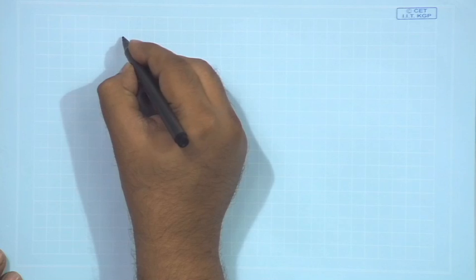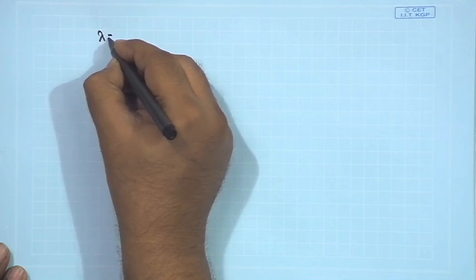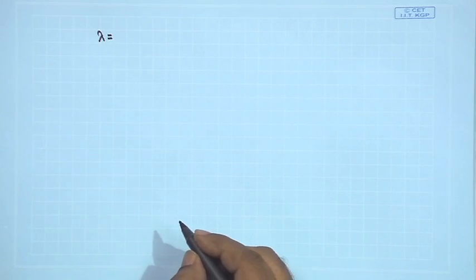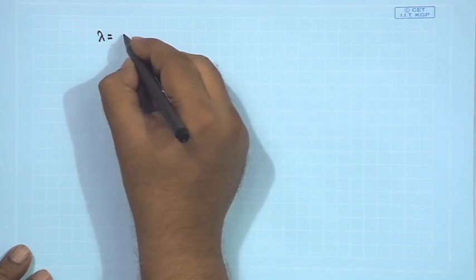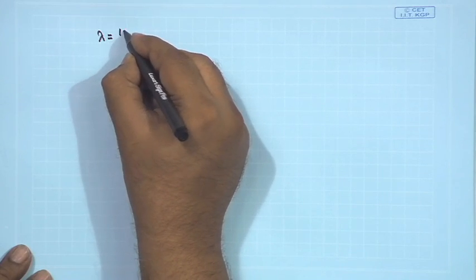plus P1. See, in this case it is like this: the lambda is given, customers are arriving every 10 minutes. So, what will be lambda? It will be 1 by 6.